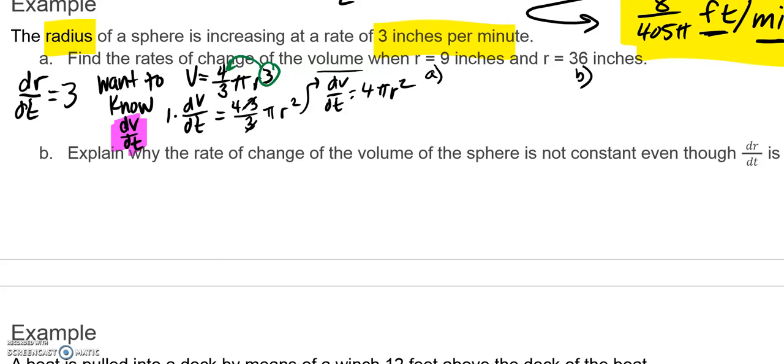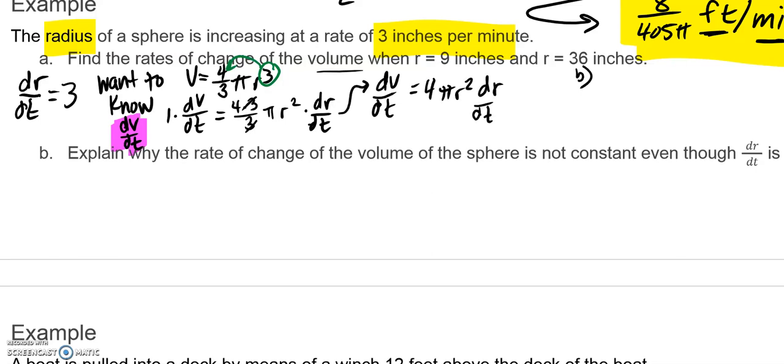So now, whoops, I forgot this. Since it's changing with respect to time, not the radius, we need to include this. Otherwise, it'd be dr over dr, which is 1 anyway. So it's got to be dr over dt. My bad. And so when we simplify that, that would be dV over dt equals 4 pi r squared, dr/dt. Now that's the equation that we're going to be using to answer both parts A and B.